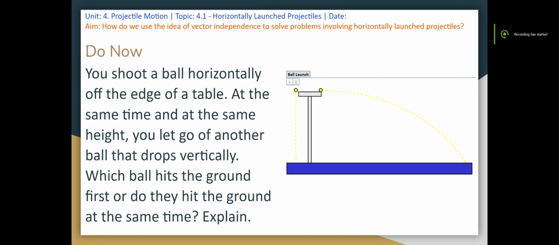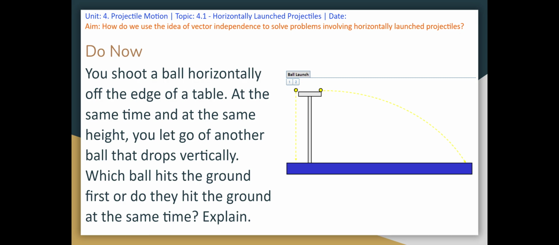Okay, it's going to be the lesson on 4.1, horizontally launched projectiles. So the Do Now question says: you shoot a ball horizontally off the edge of a table. At the same exact time and the same exact height, you let go of another ball that drops vertically. Which ball hits the ground first, or do they both hit the ground at the same time?